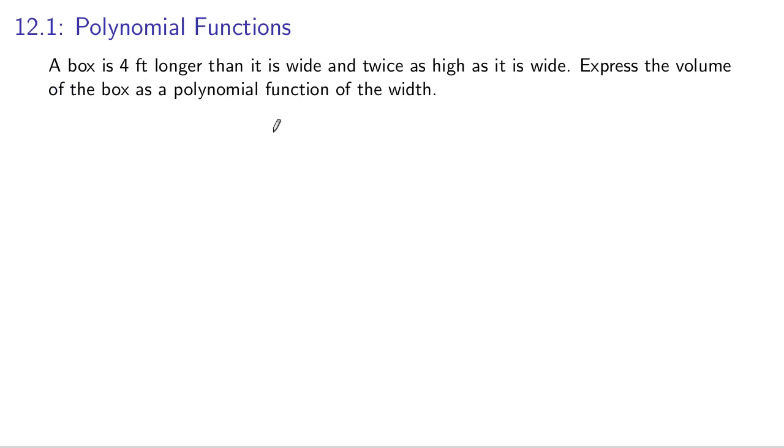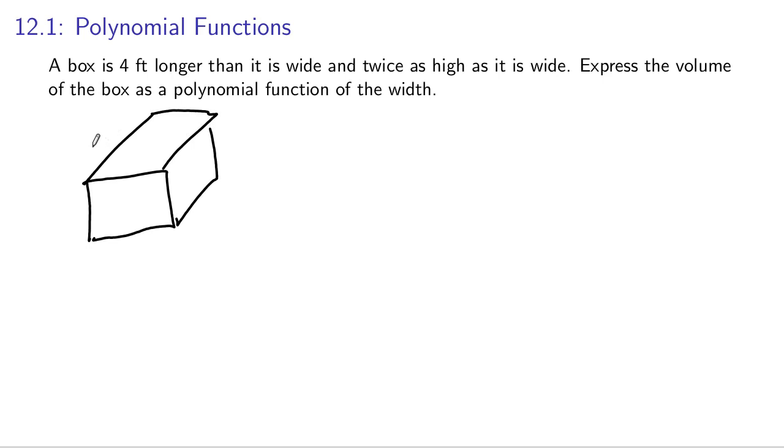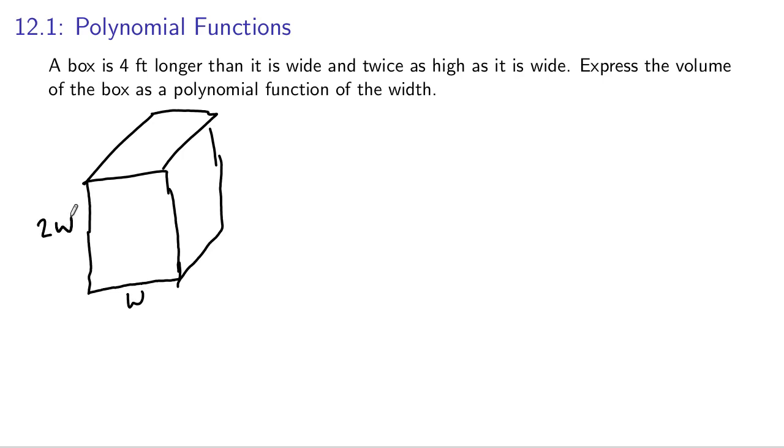A box is 4 feet longer than it is wide. So let's draw a box. A box is 4 feet longer than it is wide and twice as high as it is wide. Didn't draw it very good. Let's fix that. If it's twice as high, let's do it more like this. Express the volume of the box as a polynomial function in the width. So the width, w, the height was twice the width, and the length was 4 plus the width.